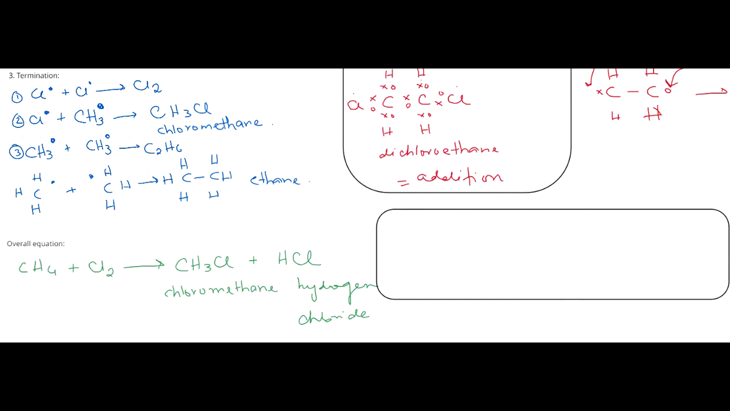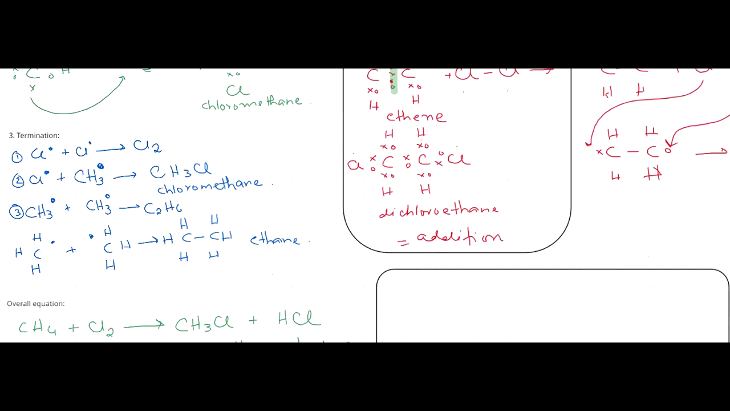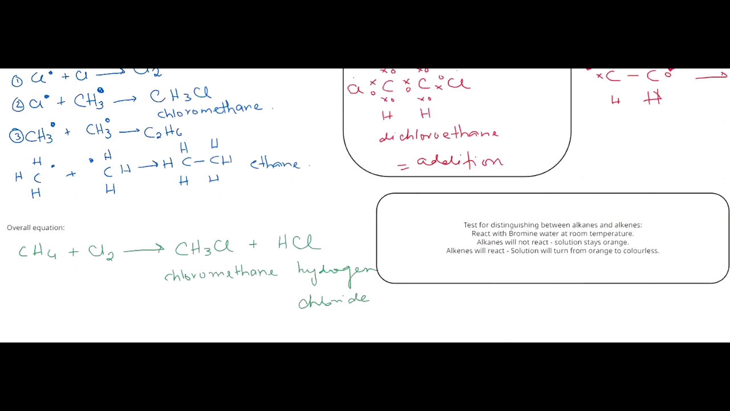Alkenes will react and the solution will turn from orange to colorless. The solution is going to change color, from orange to colorless. Why? Because alkenes will react with the bromine, so the bromine is going to become a part of the molecule. You will get dibromomethane. But an alkane will not react and the solution will stay orange in color.